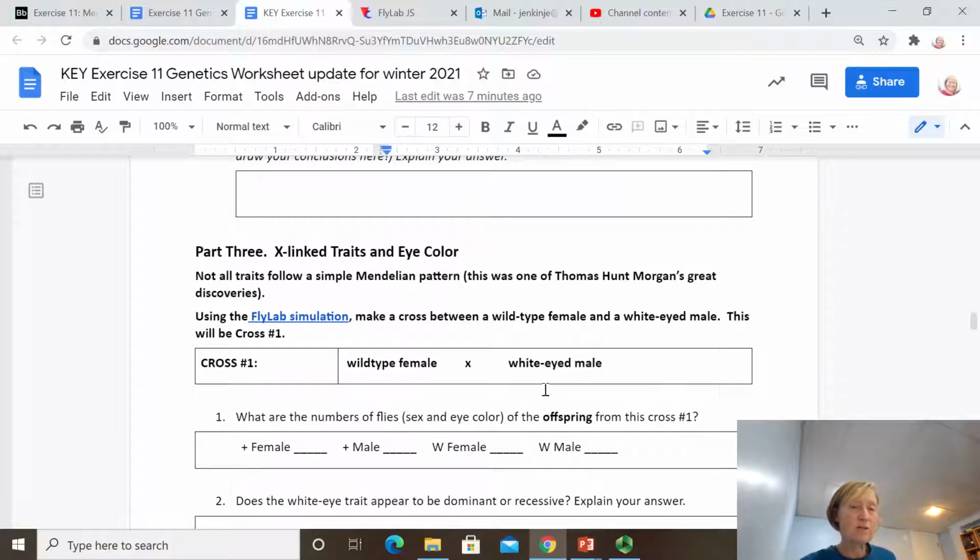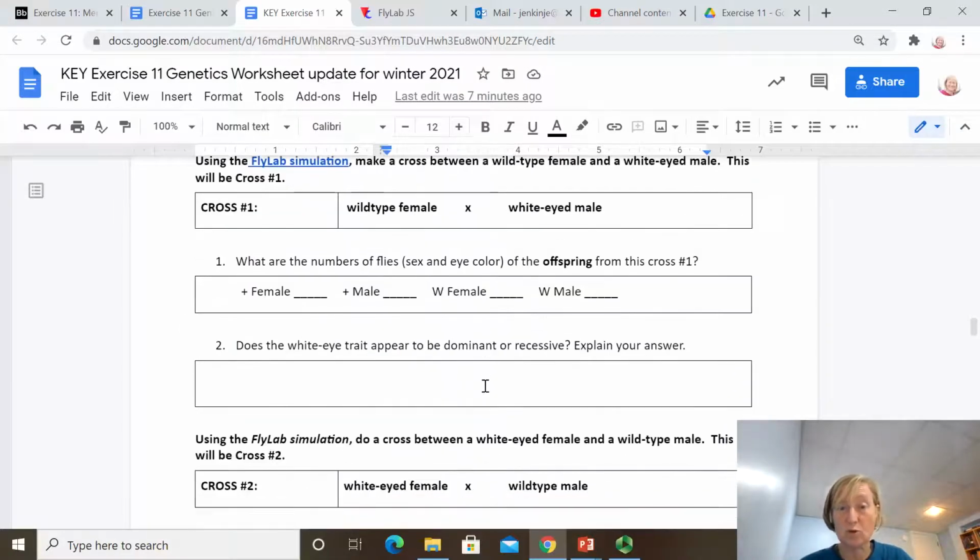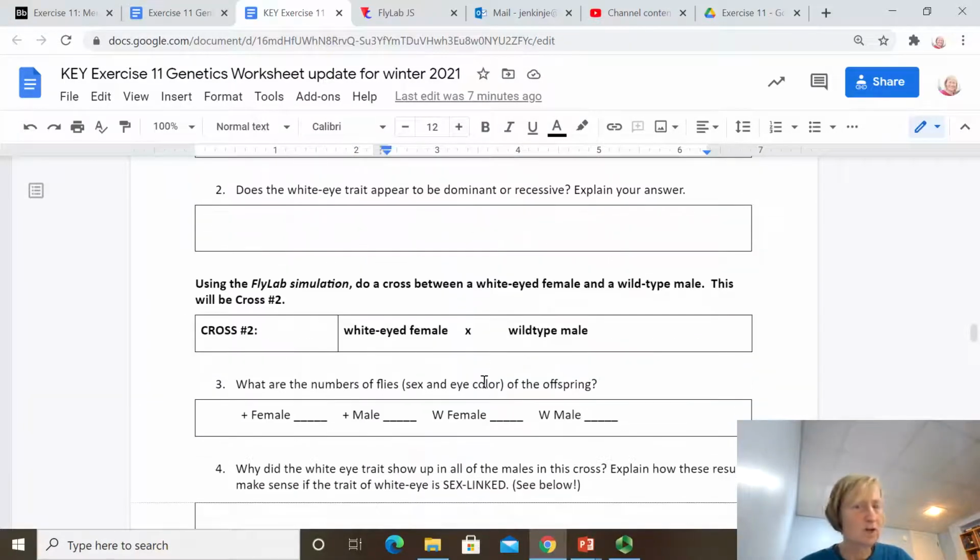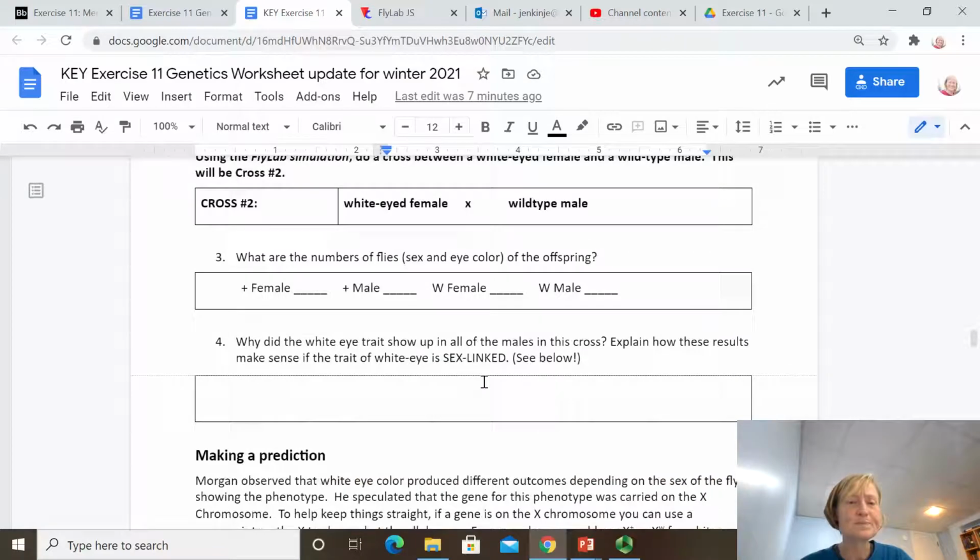Now, in this part, you're going to take a look at one trait that is, in fact, sex-linked. It's white eyes. The mutation of white eyes is sex-linked. It's carried on the X chromosome. And you're going to make several crosses to prove to yourself that this trait is different than autosomal. It's not on an autosome, but it's on an X chromosome, the gene for white eyes. So you're going to make several crosses with your flylab simulator.